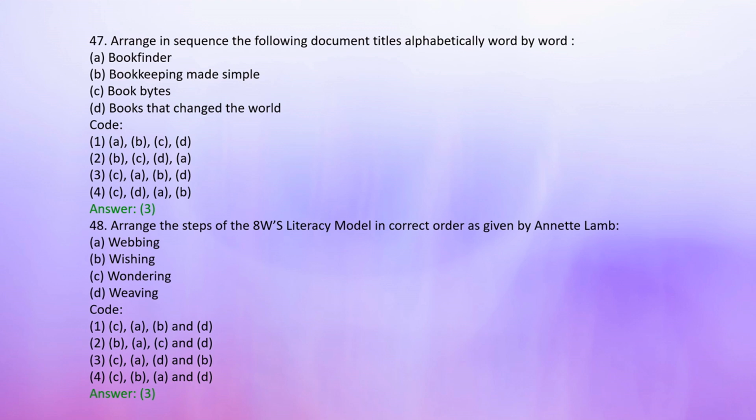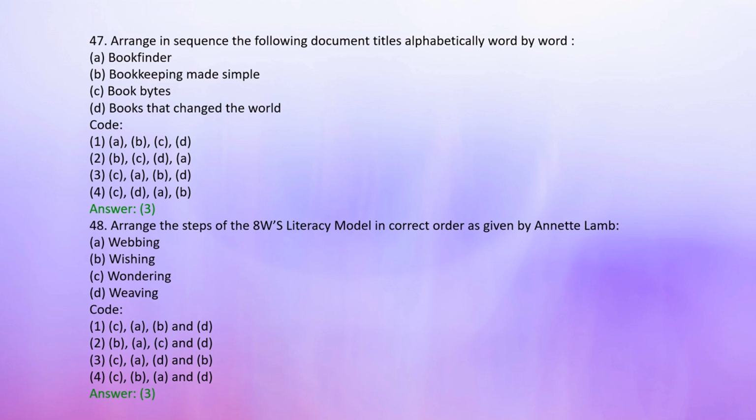Number 47. Arrange in sequence the following document titles alphabetically, word by word. A. Bookfinder, B. Bookkeeping made simple, C. Book bites, and D. Books that change the world. And correct answer is 3, means first of all C. Book bites, then bookfinder, then bookkeeping made simple, and then D. Books that changed the world.